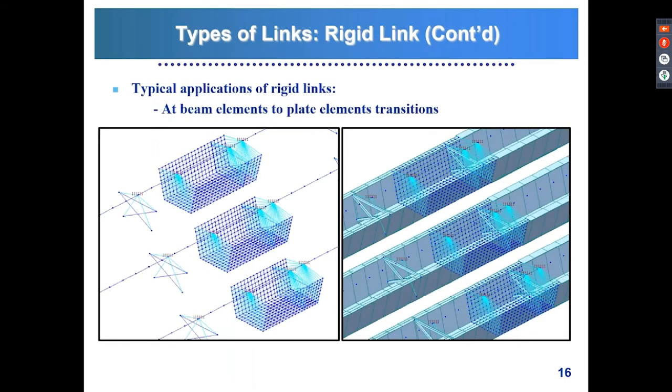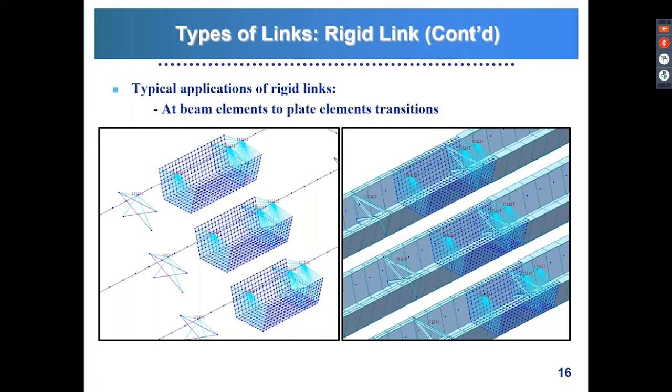So typical applications where we have used rigid links: beam elements to plate elements transition. For example, here we had a top girder bridge, where we modeled that with beam elements. And the analysis with beam elements suggested that the bottom flange was buckling, the capacity of the bottom flange was insufficient, because of the compression on the bottom flange due to that negative moment.